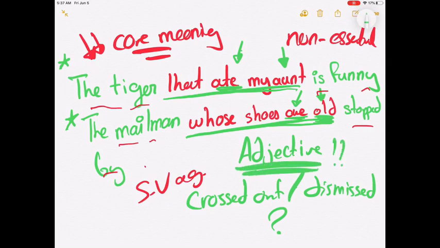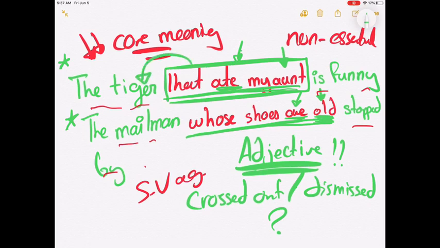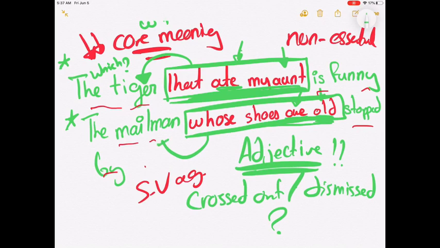As you can see in this example, "that ate my ant" refers to the tiger. Which tiger? The tiger that ate my ant. In the second example, the mailman whose shoes are old. Which mailman? The mailman whose shoes are old. So that's why they are called adjective clauses.